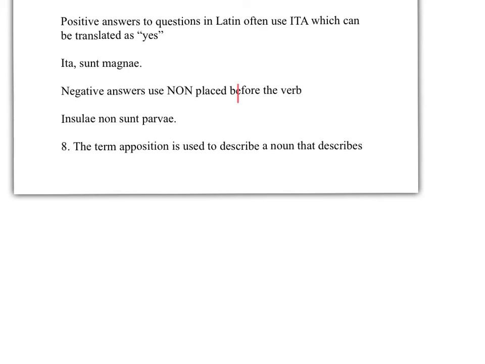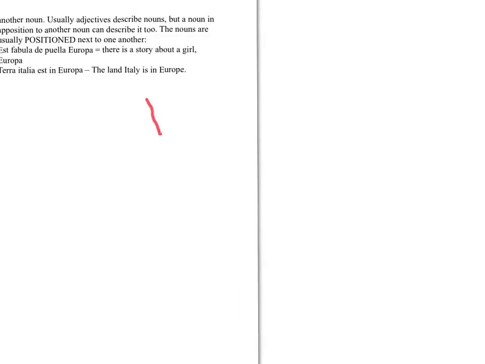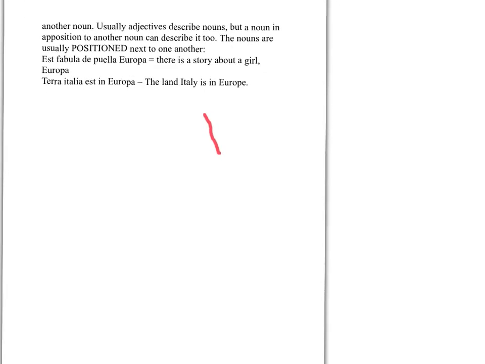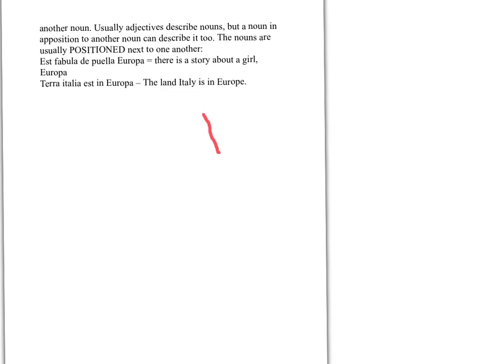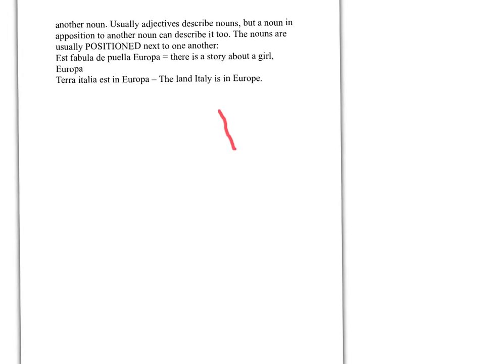Number 8 is a term of jargon, but it's a useful one. The term apposition is used to describe a noun that describes another noun. Sorry that the pages were cut off there. Usually, you probably know that it's adjectives that describe nouns, but a noun in apposition to another noun can also describe a noun.